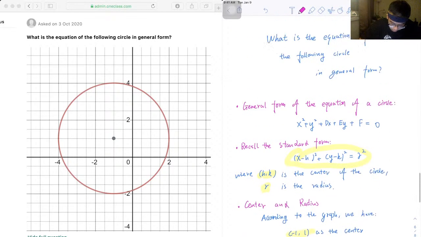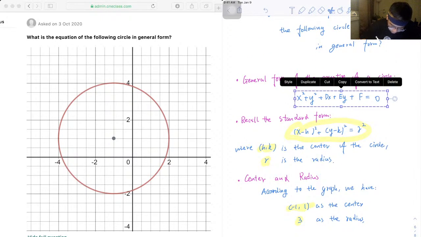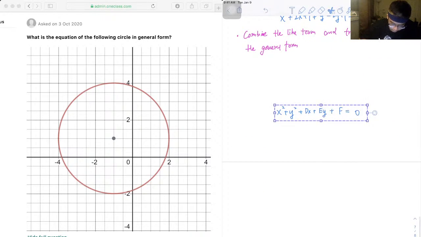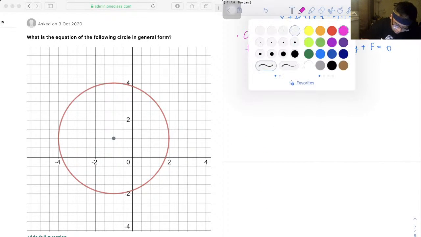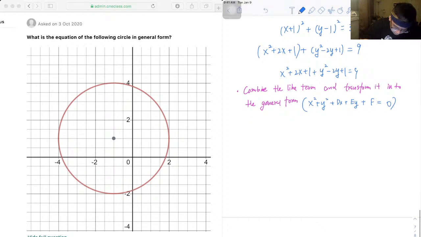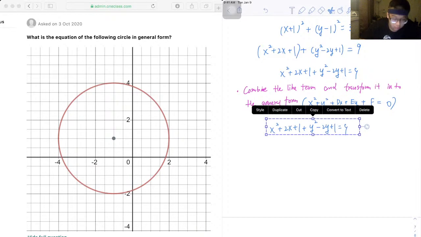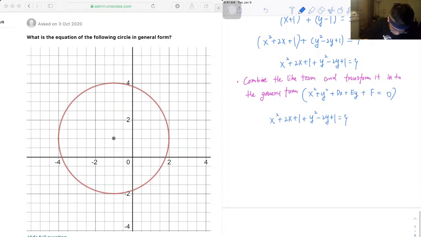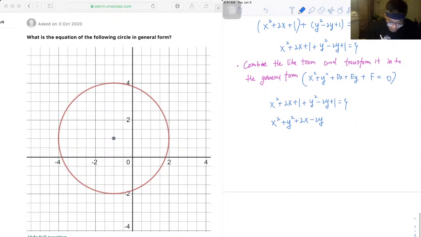Right, so recall our general form looks like this. I'll just copy it down. So it should be something like this. Let me copy this part as well. So still we have x squared and y squared plus 2x minus 2y. Since we got plus 1 and plus 1, there's plus 2 in total, so that is equal to 9.